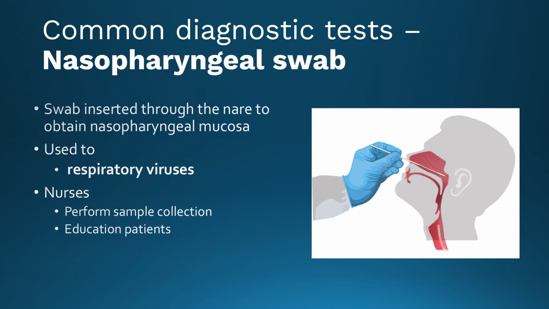Nasopharyngeal swabs. These are the swabs that were used to determine if a patient had COVID-19. I imagine that all of you have had at least one nasopharyngeal swab in your history. It is part of the nursing scope to obtain a nasopharyngeal swab, and this is done by inserting a swab stick through the nare to obtain nasopharyngeal mucus. It goes right to the back of the nose to obtain a mucus sample from back here. It is used to detect respiratory viruses only. As nurses, we just perform the sample and then we educate.